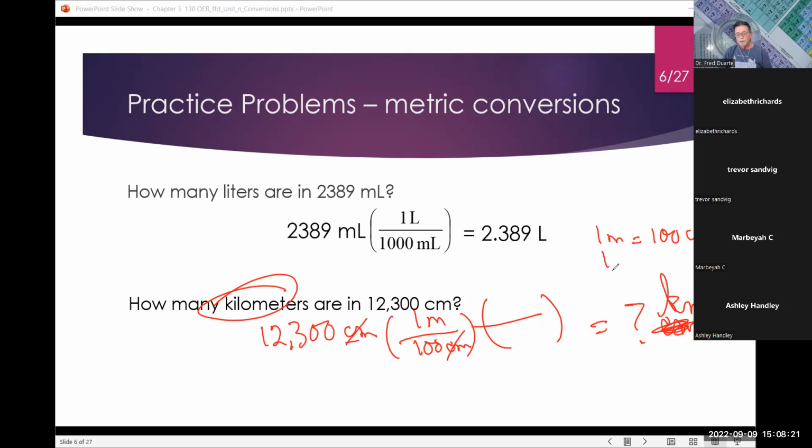So what do I know about kilometers, the relationship between kilometers and meters? I know that in 1 kilometer there are 1,000 meters. So therefore I put 1,000 down at the denominator. Why? Because I want my meters to cancel, leaving me with units of kilometers, which is what I'm looking for. So with respect to my conversion factors, by following them through, I got it set up.